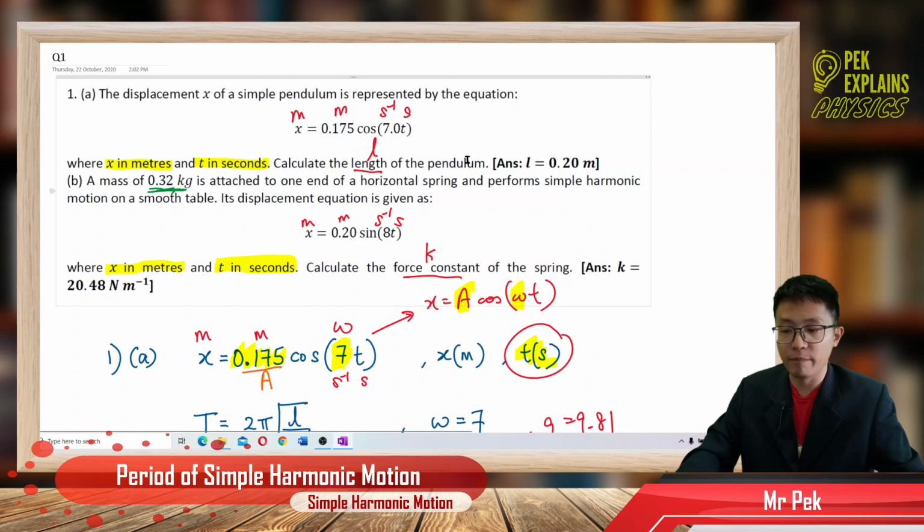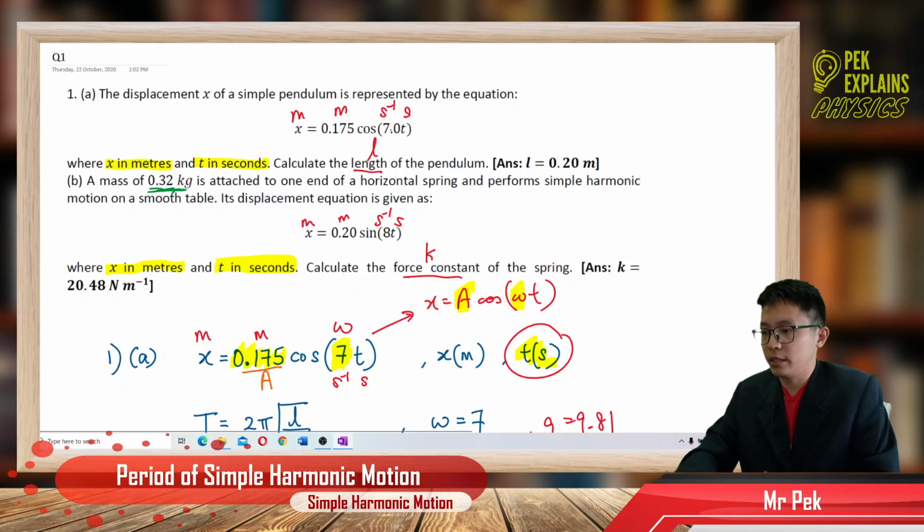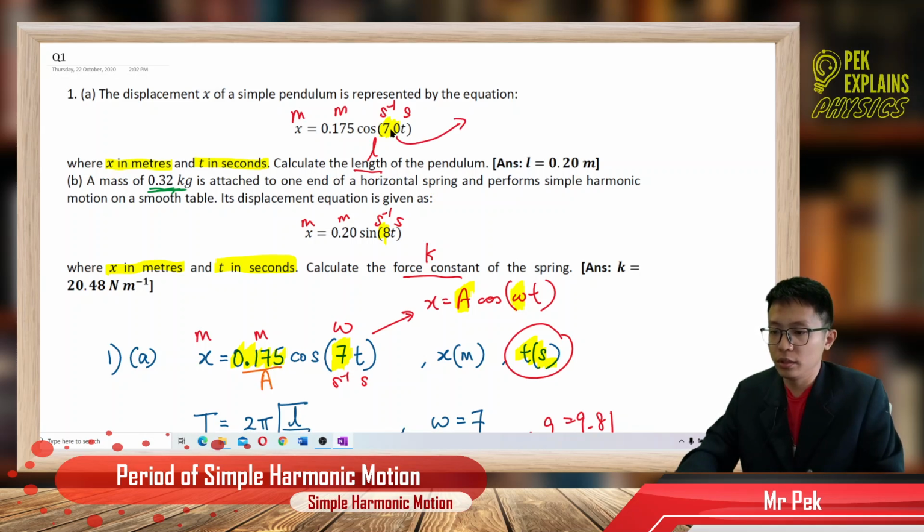So that's how we find the length of the pendulum and the force constant of the spring from the formula. We just need the omega. This is the omega, and this is also the omega. From there, we get the period.